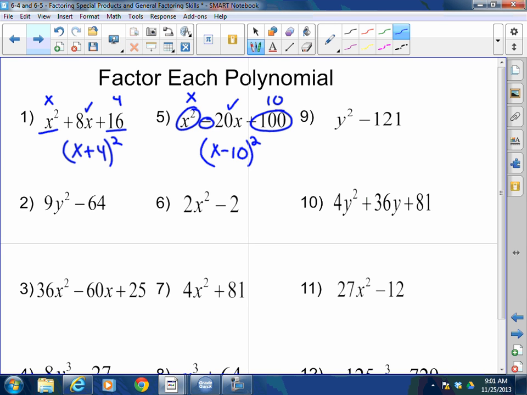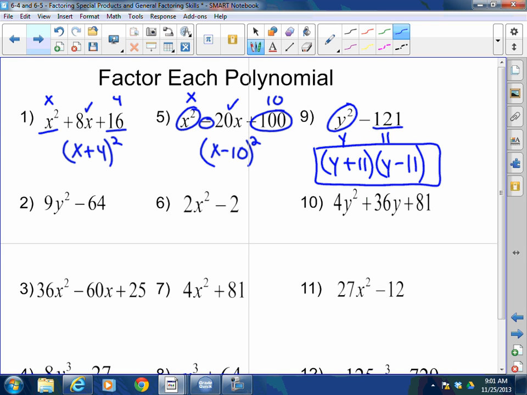You with me? Okay, is y squared a perfect square? Is 121 a perfect square? Are they being subtracted? Okay, so what's the square root of y squared? What's the square root of 121? So, square root of the first plus square root of the second times square root of the first minus square root of the second. Done.